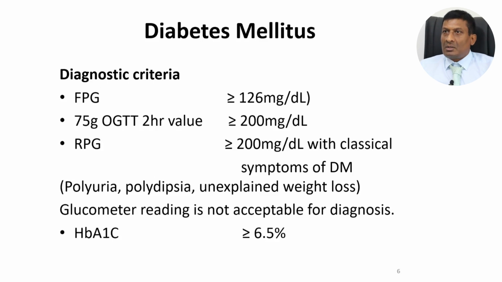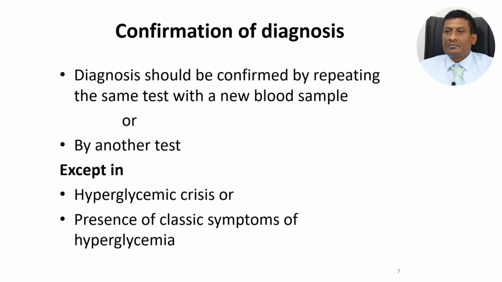HbA1c is also now recommended to diagnose diabetes mellitus. If the value is equal to or above 6.5, it is diagnostic of diabetes mellitus. And like your glucoses, HbA1c is also one of the most standardized tests, and therefore the cutoff values do not depend on the lab from where you obtain the values; it is the same cutoff point. Right. Let's move to the next slide.